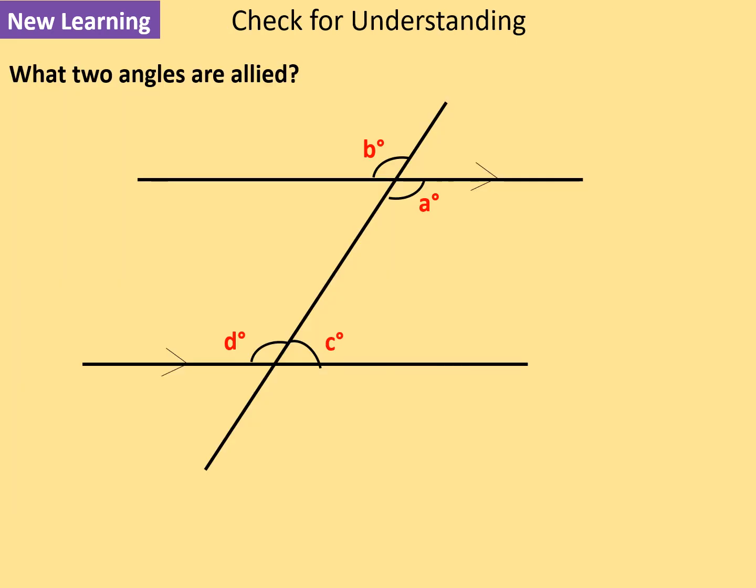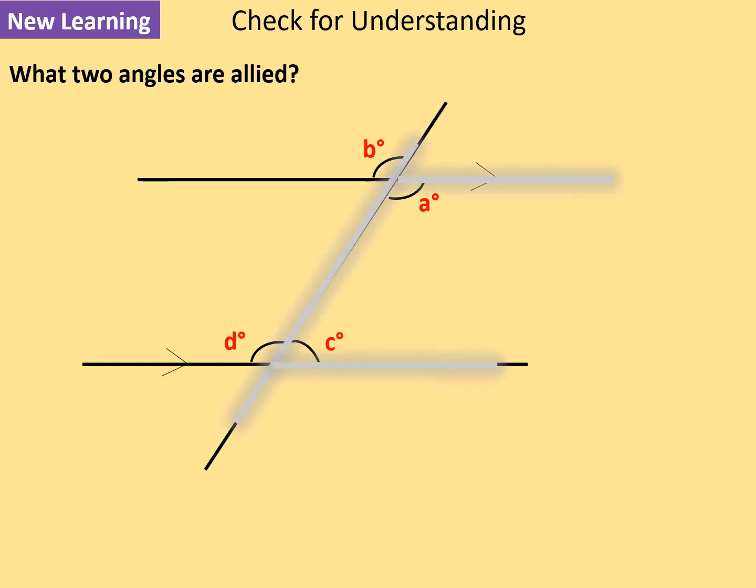Here is one example. What two angles are allied? If we think back to the concept corner, we need to find two angles that are on the same side of the transversal, like we can see here A and C are, and we need them to be within the same region. A and C are both within the interior region, so that means that A and C must be allied.